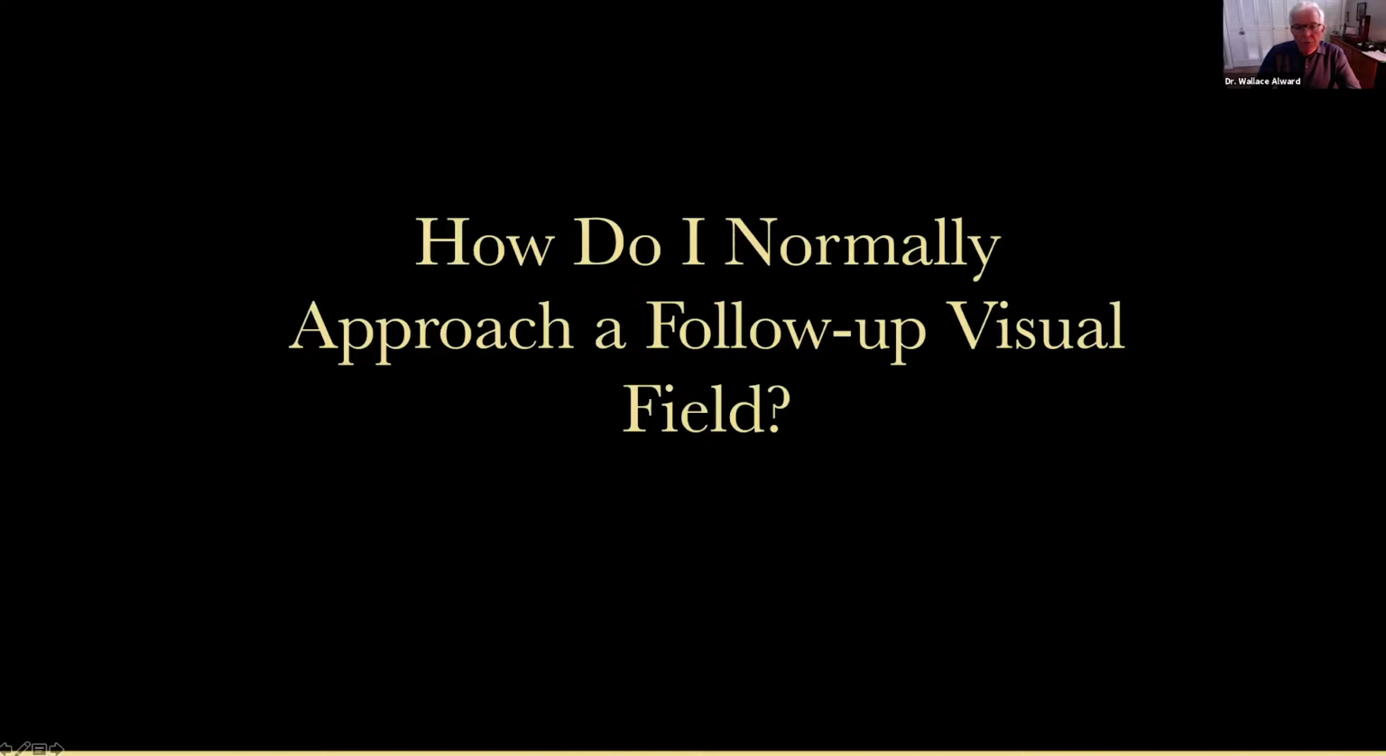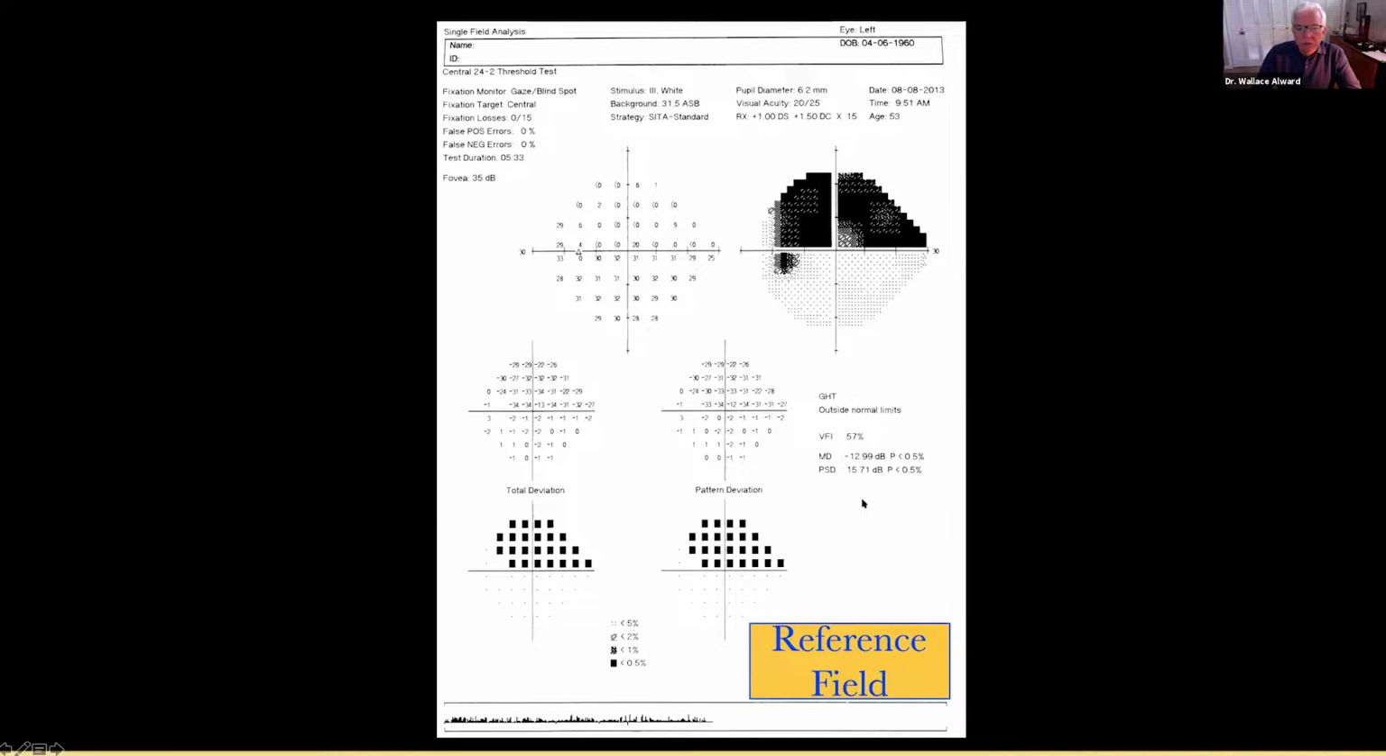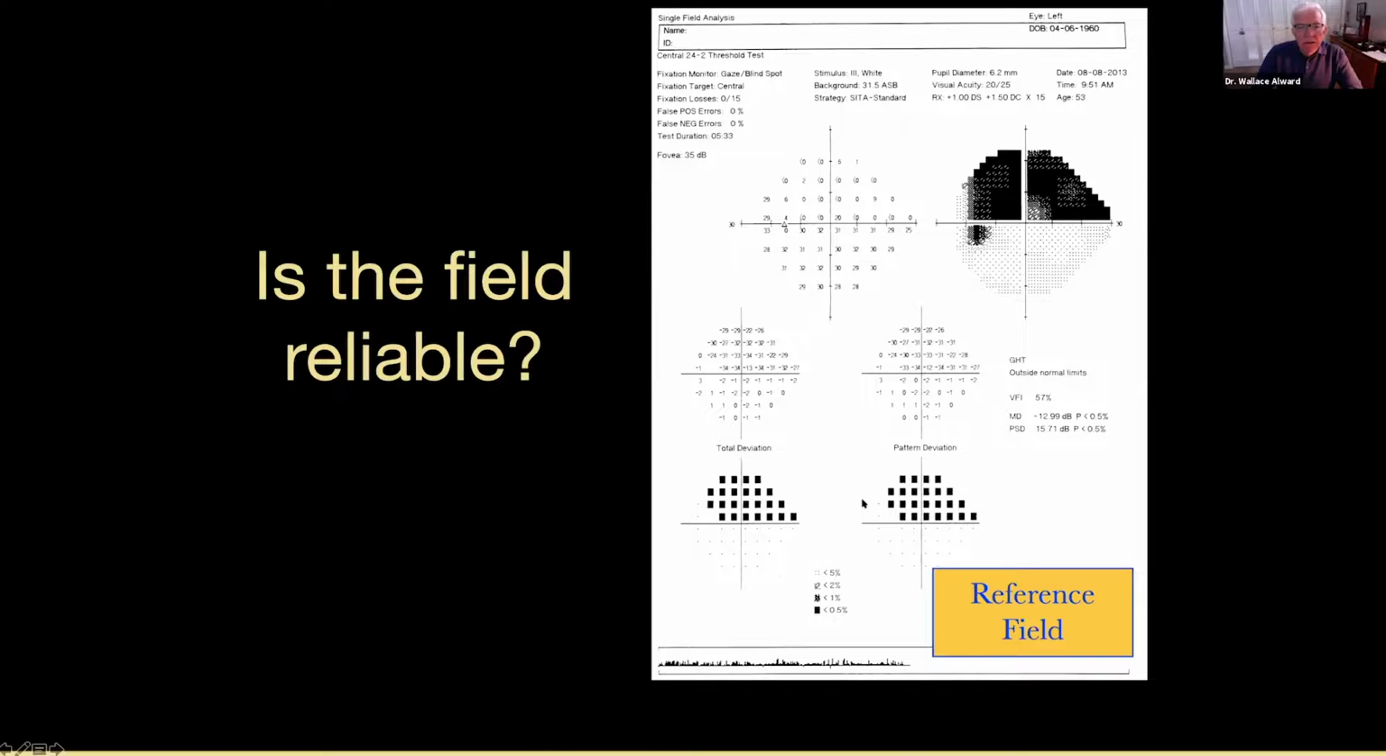So how do I normally approach a follow-up visual field? We'll keep coming back to this particular visual field. It'll have this reference field at the bottom. So, is the field reliable? We're going to look and see about false fixation losses, false positives, false negatives. We'll talk a lot more about those. The gaze tracker. And then, is the field stable?